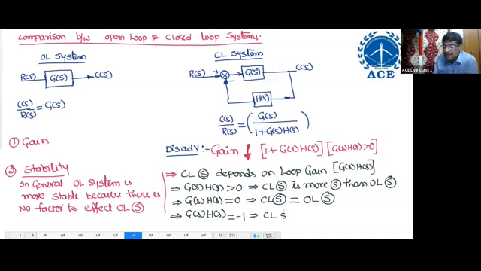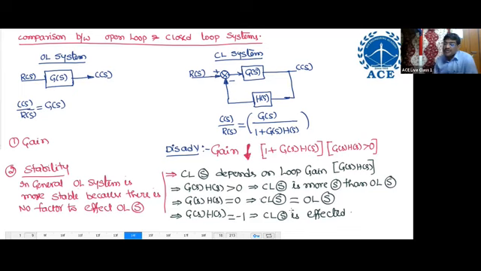Closed loop stability is affected. If you consider less than 0 or negative, the closed loop system stability is affected. That means we cannot say the closed loop system is always stable.